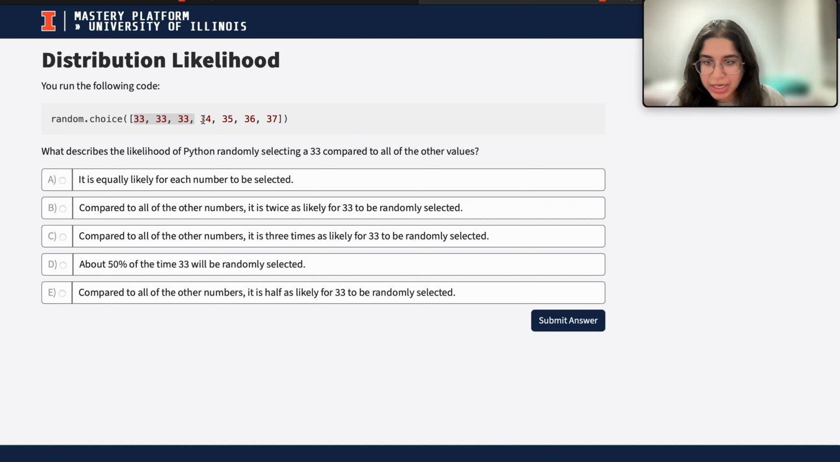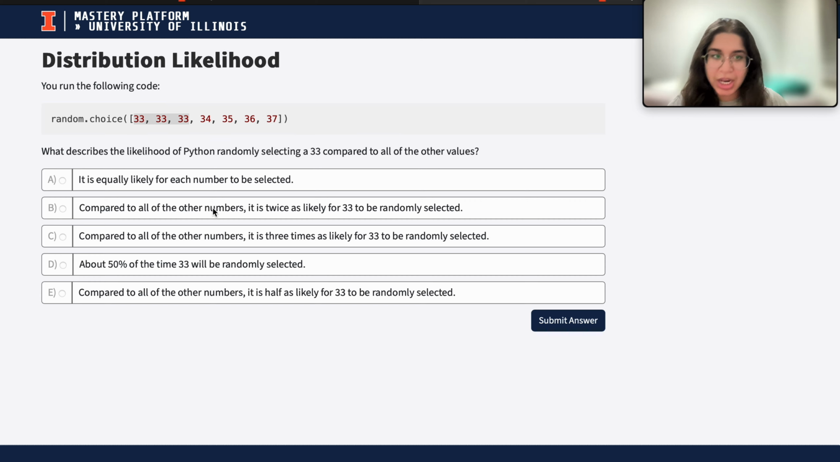When we look at answer choice A, it is equally likely for each number to be selected. It's actually false, because the probability of each number being selected is basically 1/7. So A is false. Now, compared to all of the other numbers, it is twice as likely for 33 to be randomly selected. Well, 33 occurs 3 times, while all of these other numbers occur once. So the probability of picking 34, 35, 36, and 37 is 1 out of 7 respectively, but the probability of picking 33 is 3 out of 7.